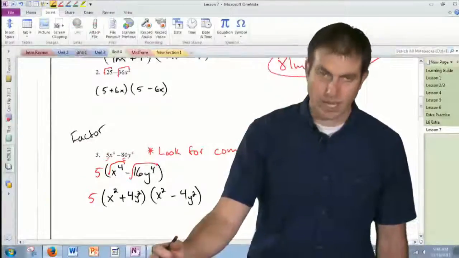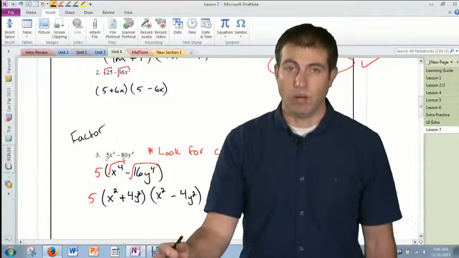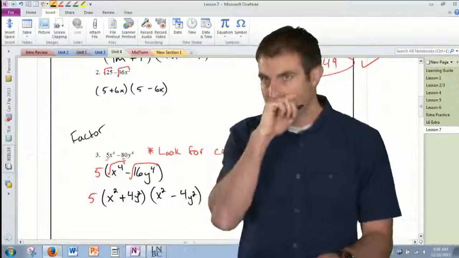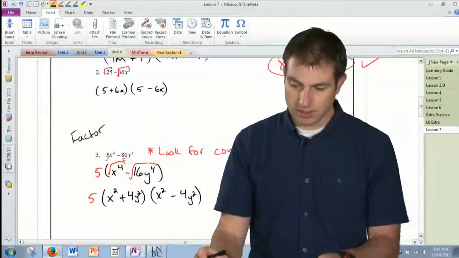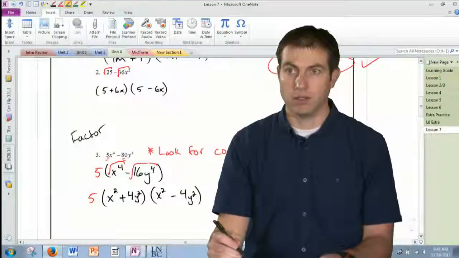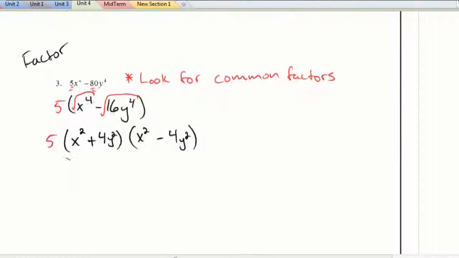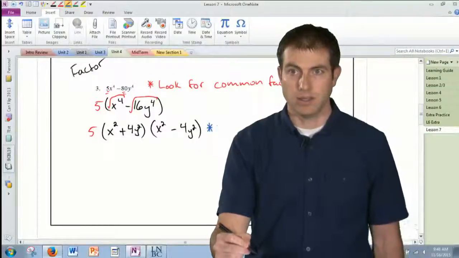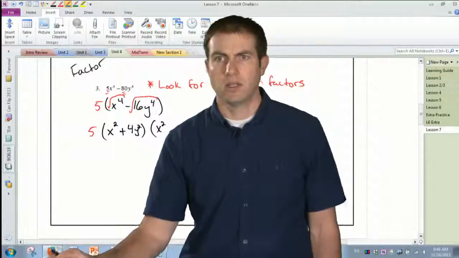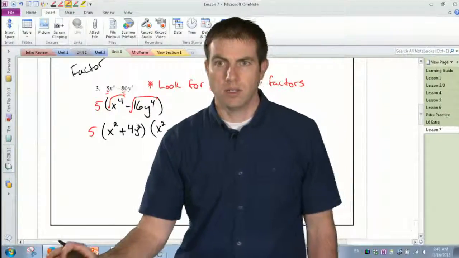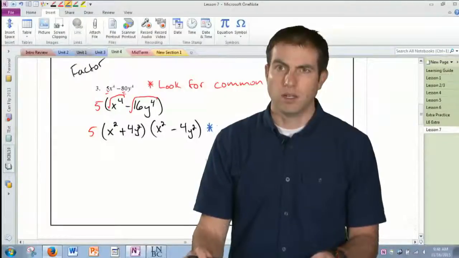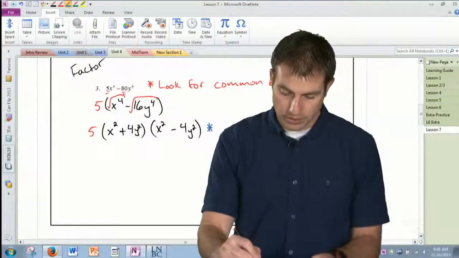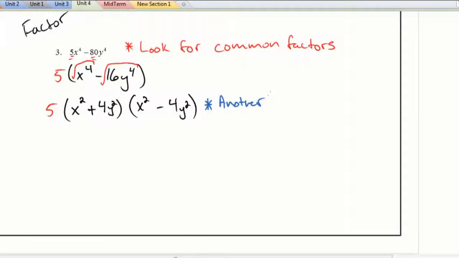Can anyone see what happens here when I think I'm done factoring? What's the problem I'm running into here now? On the question, right here, this guy. Then I have another difference of squares.